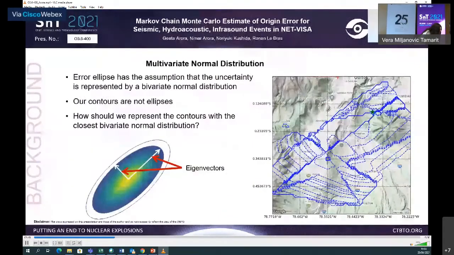Now, the concept of an error ellipse has a built-in assumption that the uncertainty is represented by a bivariate normal distribution, like the ellipse right here. However, our contours here are not ellipses at all, as you can see in this picture. So the challenge is, how do we represent the contours with the closest bivariate normal distribution?